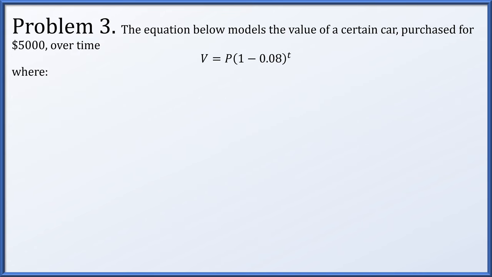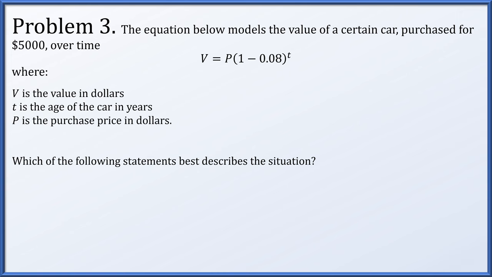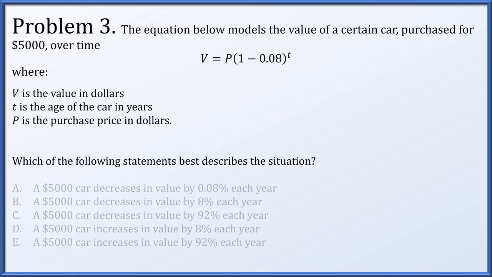The equation below models the value of a certain car purchased for $5,000 over time. The value V is P times the quantity 1 minus 0.08 raised to the T, where V is the value in dollars, T is the age of the car in years, and capital P is the purchase price in dollars. Which of the following statements best describes the situation?